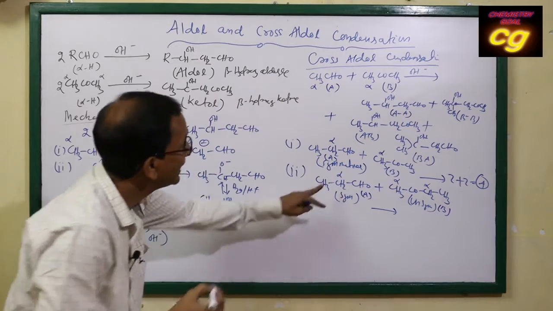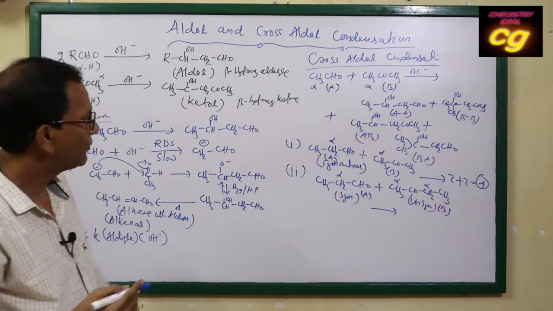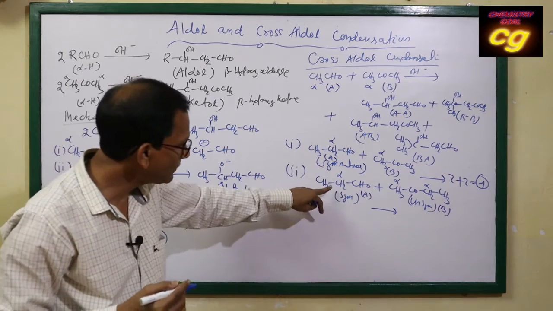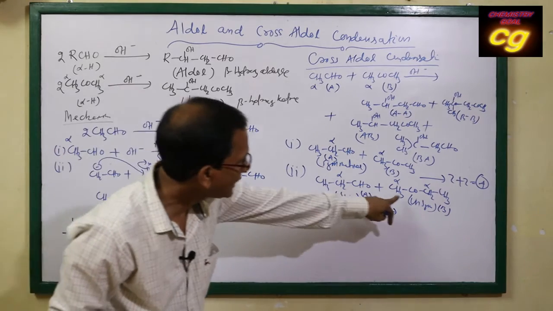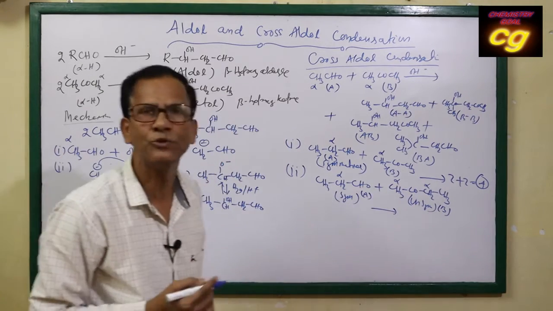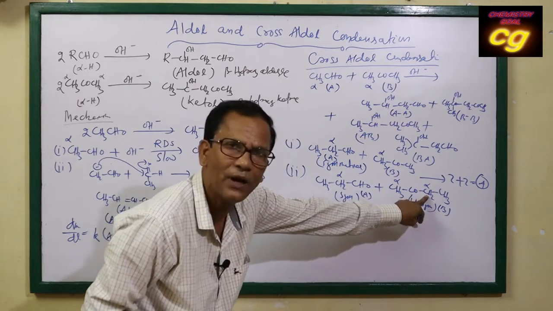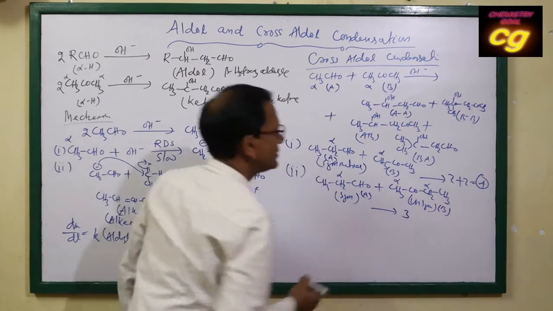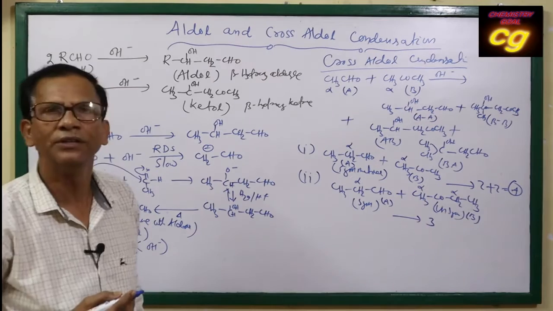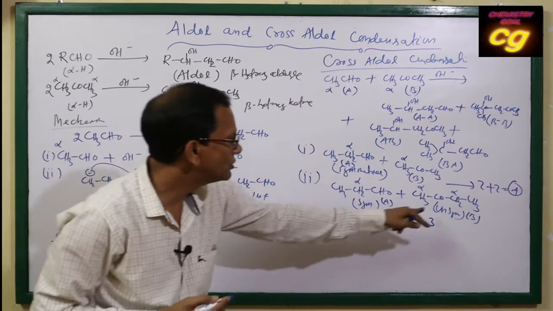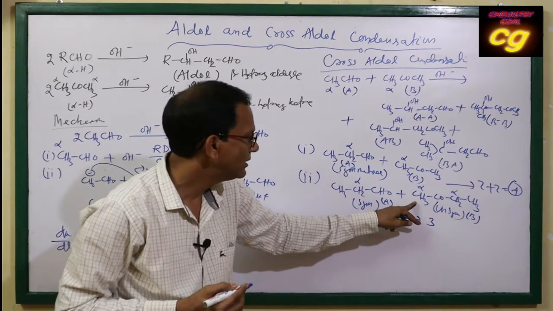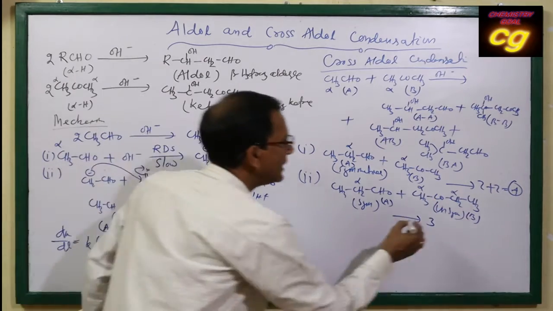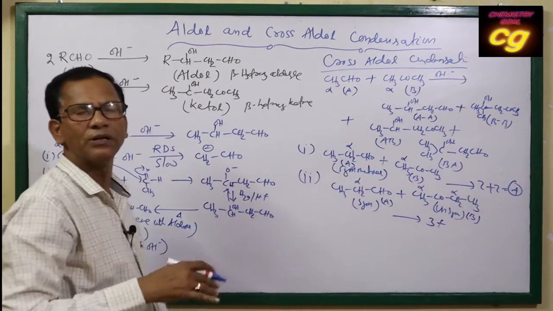Here what happens? For A, self condensation will be 1, and self condensation for this will be 2, because this is just one type of alpha. So the result will be 3. Self condensation product will be 3. These 2 alpha are not the same. So this is your alpha, this is your alpha. So 2 for this, 1 for this. So 3. Another also 3.